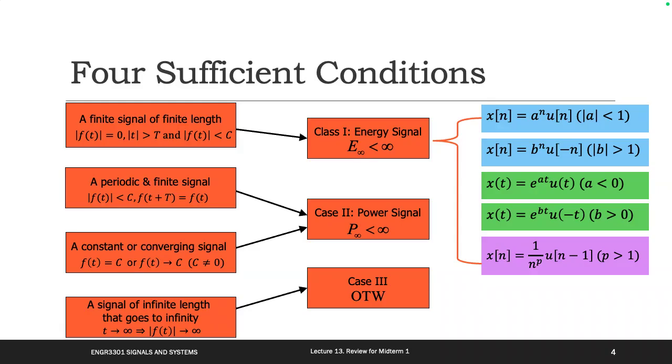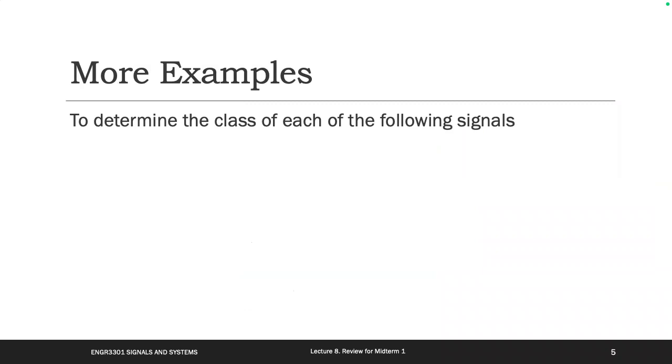Okay, let's continue. Let's talk about more examples of which signals belong to which types. How about this one? What's T's value? Time from negative infinity to positive infinity, am I right? Yeah, it will be class 3, because when T goes to infinity, the value will go to infinity. How about this one?